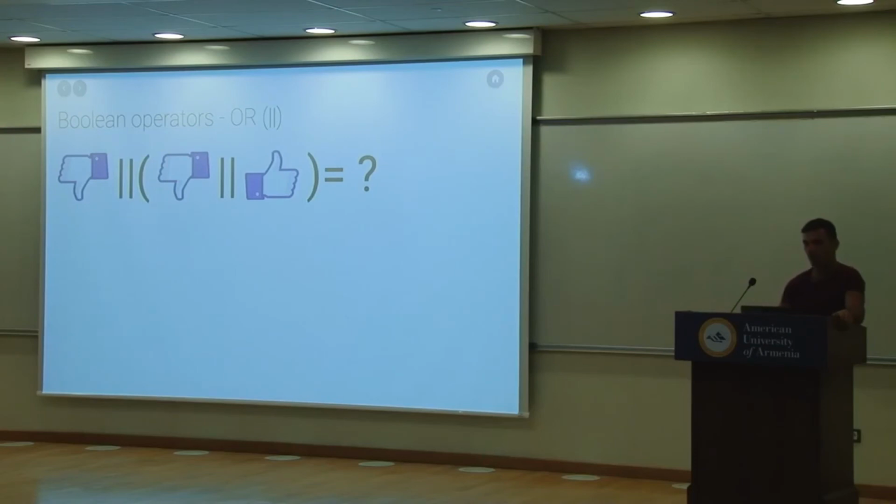Okay. What is the result of just this part? True, right? Because for it to be false, both have to be false. False or false would be false. But false or true is true. So false or true is true, because one of the sides is true. Which is why we get true. Yeah?